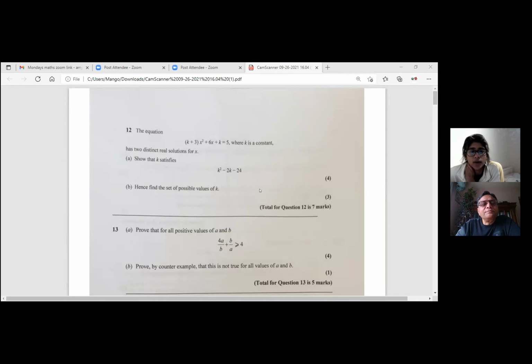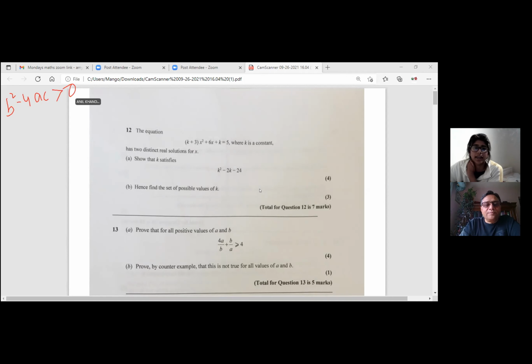Yeah. So the equation (k plus 3)x squared plus 6x plus k equals 5, where k is a constant, and it has two distinct real solutions for x. Correct. Part A, show that k satisfies k squared minus 2k minus 24 less than 0. Correct. So what is going to be your approach in this question? So when I did it, I started doing b squared minus 4ac being greater than 0, because we have two distinct solutions. Yes.